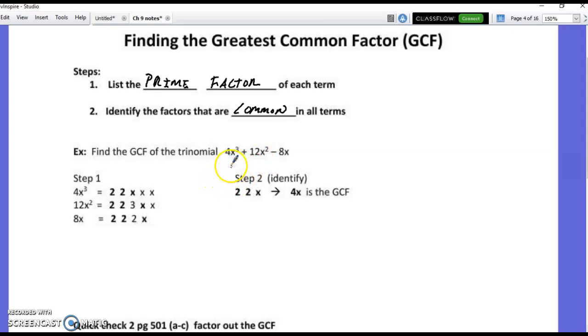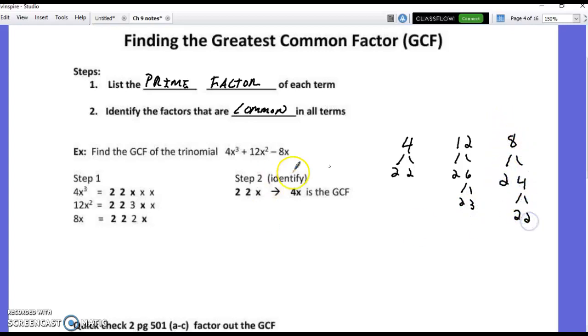If we look at this polynomial, we have three terms. We have a 4x to the third, a positive 12x squared, and a negative 8x. Don't worry about the positives and negatives. We're just going to look at the terms for right now because we're just looking at what a common factor is. So if you do your factor tree, if we did 4, we got 2 and 2. We do 12, we have 2 and 6, 2 and 3, and we do 8, we have 2 and 4, 2 and 2. So that's a review on the factor tree, how we do that.